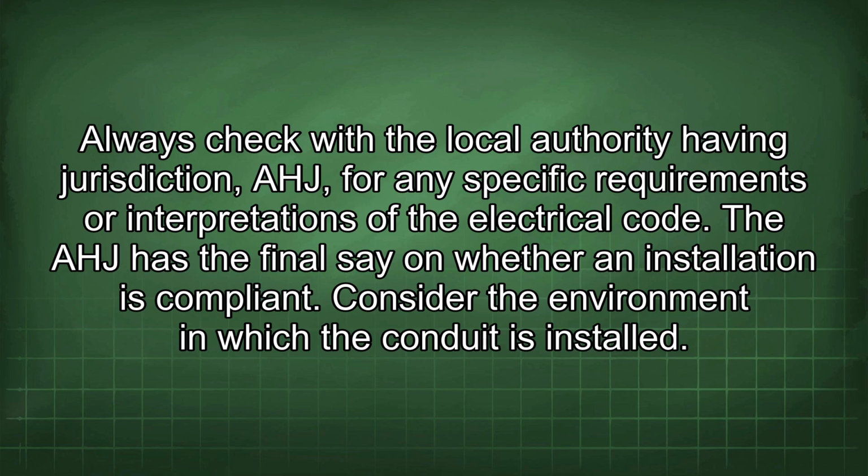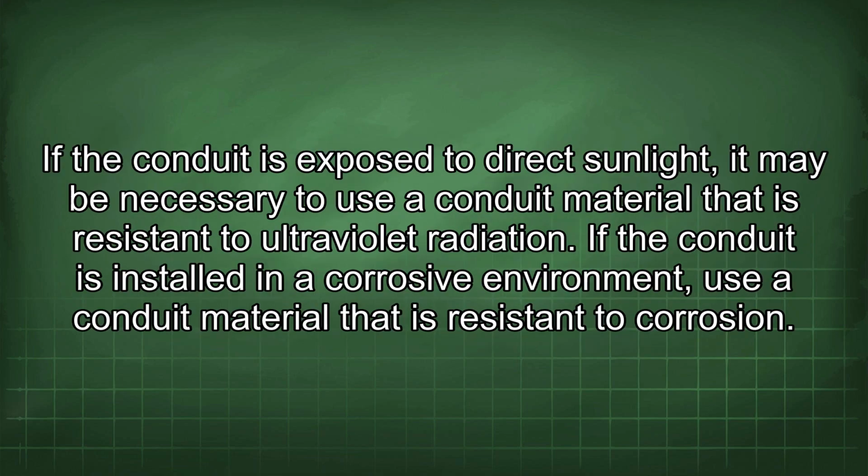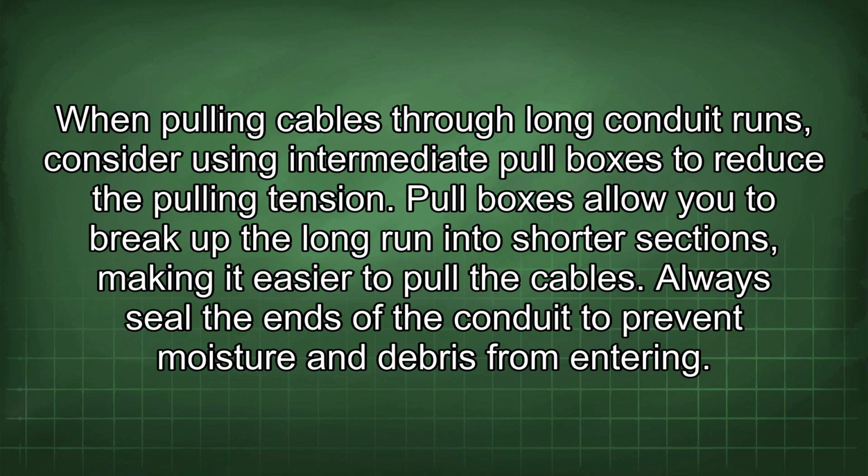Consider the environment in which the conduit is installed. If the conduit is exposed to direct sunlight, it may be necessary to use a conduit material that is resistant to ultraviolet radiation. If the conduit is installed in a corrosive environment, use a conduit material that is resistant to corrosion. When pulling cables through long conduit runs, consider using intermediate pull boxes to reduce the pulling tension. Pull boxes allow you to break up the long run into shorter sections, making it easier to pull the cables.